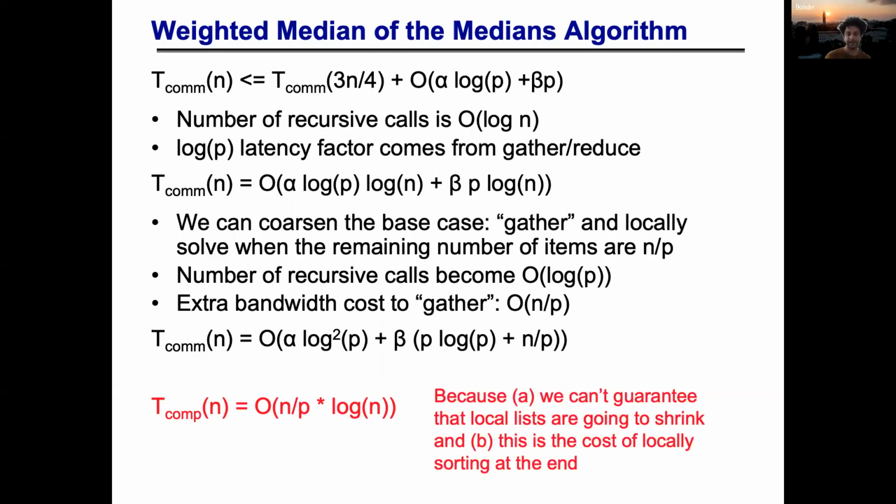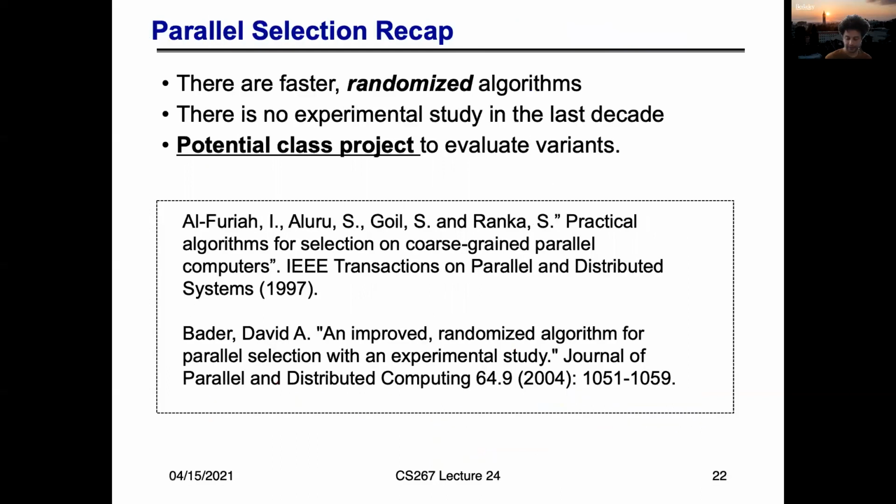And that's basically what I just said. We can't guarantee that the local lists are going to shrink. And at the end, we might be left with a list of size n over p, and then I have to sort this list locally. But the algorithm is, I think, very beautiful and uses the ideas of median of median selection. There are better versions of this algorithm in practice, which are randomized.